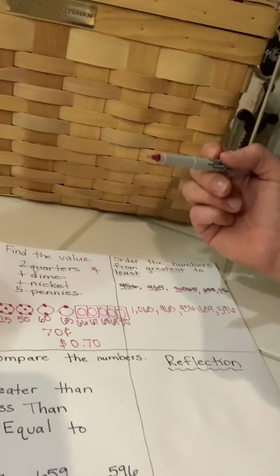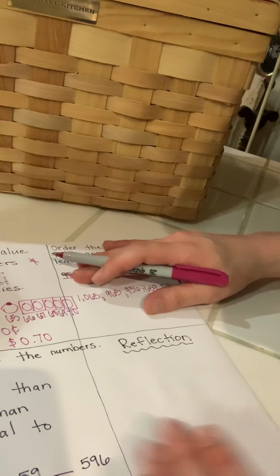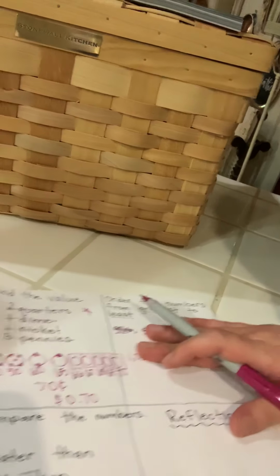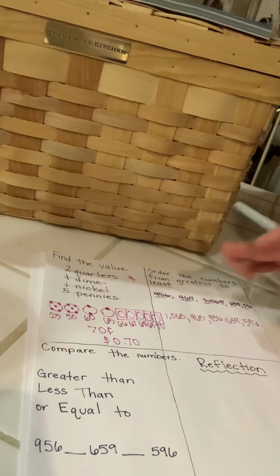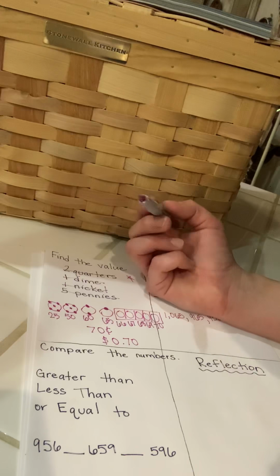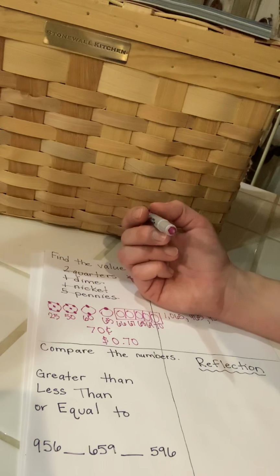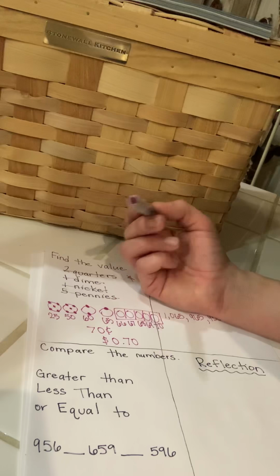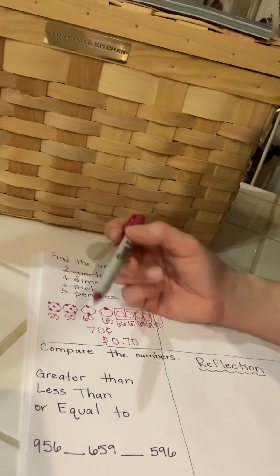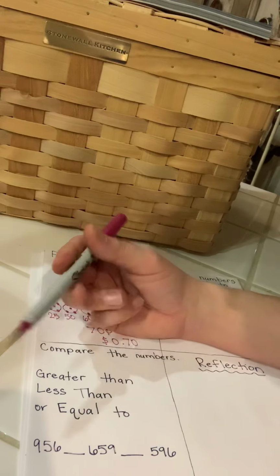And our last skill that we have here is comparing numbers: greater than, less than, or equal to. So just start with the first two. If you can see, let me adjust a little bit. Okay. So we're looking at the numbers we're comparing to see which one's greater than, less than, or equal to. And when you're reading numbers, you read them like a sentence, just like you would any other sentence with words. They're just number sentences instead of word sentences. So you start from left to right. So 956, and we have 659.